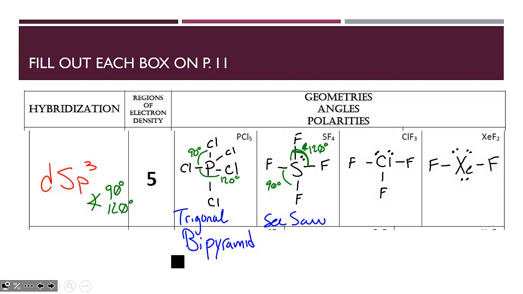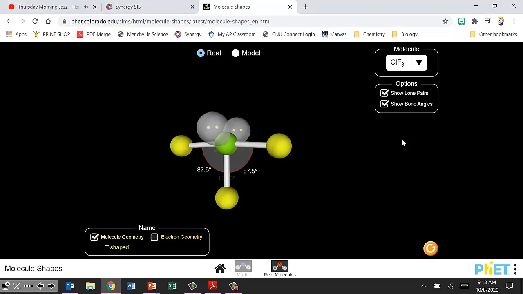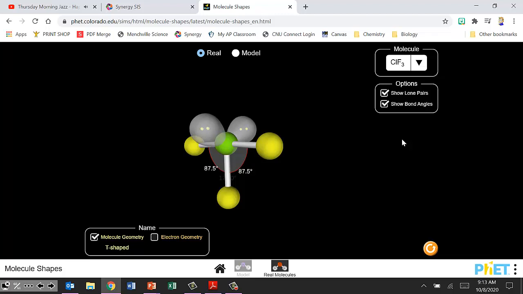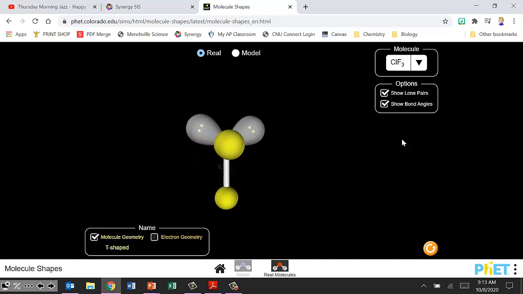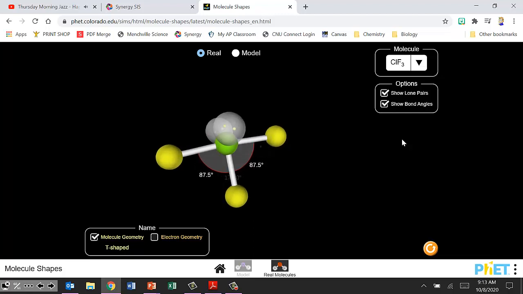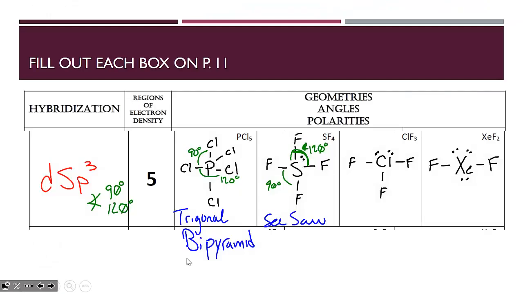Having two lone pairs actually makes your three-dimensional shape and your two-dimensional shape very similar. Chlorine trifluoride has 5 regions of electron density, but with two lone pairs, the lone pairs occupy two sides of your triangle, and the only thing you're left with is a flat shape that resembles a T. So 5 regions of electron density with two lone pairs is called T-shaped. And we drop that other bond angle.